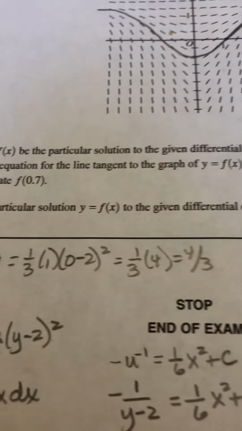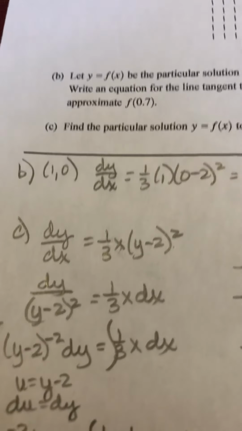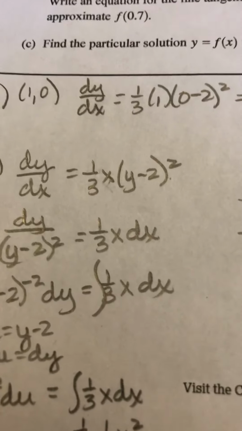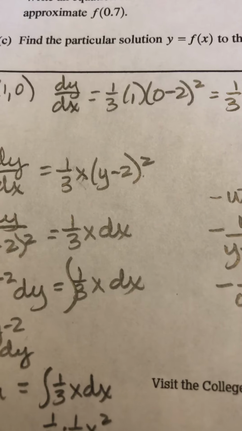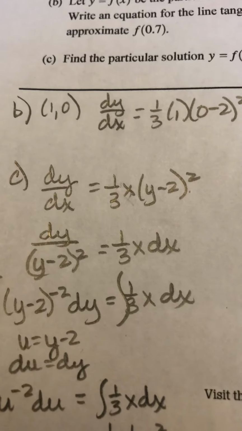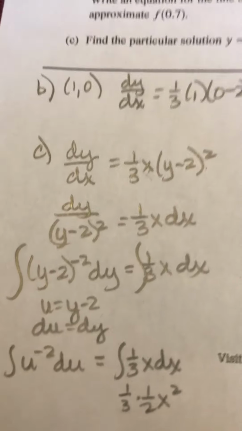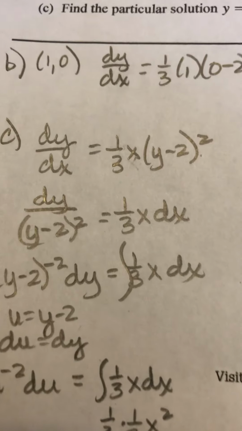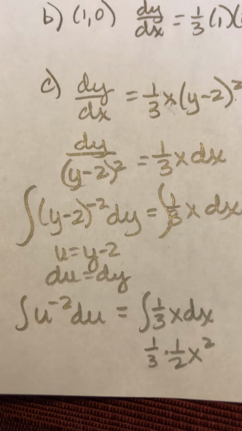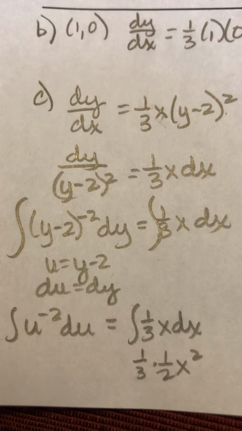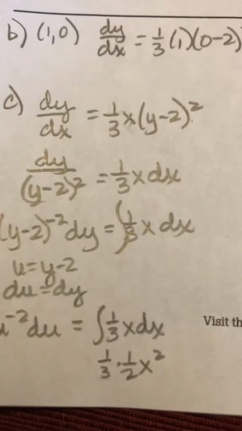Now the last part, getting the particular solution to the differential equation at (1, 0). So we have dy/dx, separate your variables, put your x's with your x's, your y's with the y's. Cross multiply if you have to, however you want to think of it. But you get dy over (y minus 2) squared equals 1/3 x dx. Now rewrite that. That's really (y minus 2) to the negative 2 dy equals 1/3 x dx. U sub, u is y minus 2, so du equals dy, so we really have the integral of u to the negative 2 du equals 1/3 x dx.